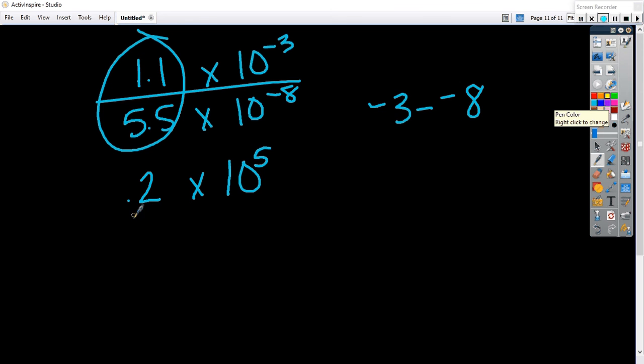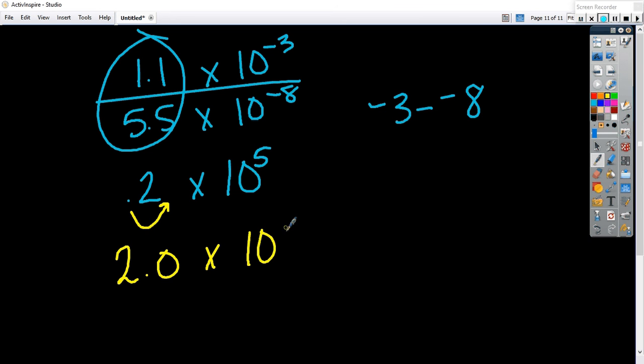Move it to the right one. So do I need to add or subtract? Subtract. You subtract when you're dividing. Negative 3 minus negative 8.